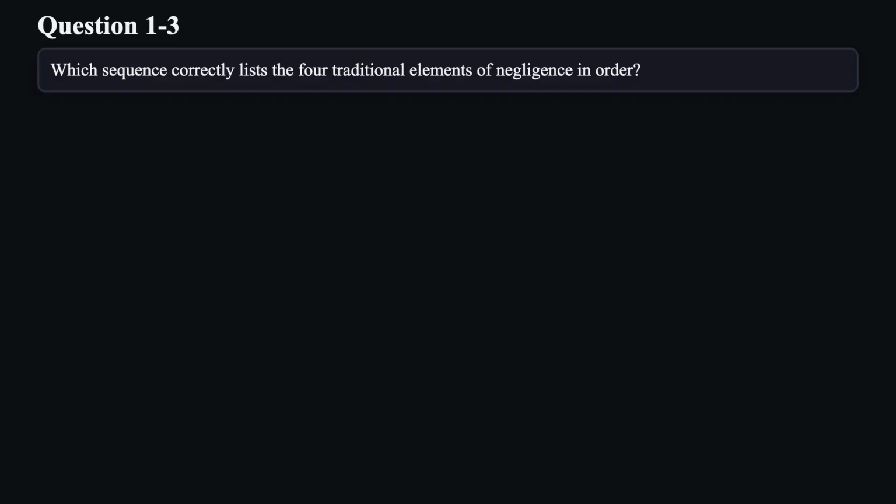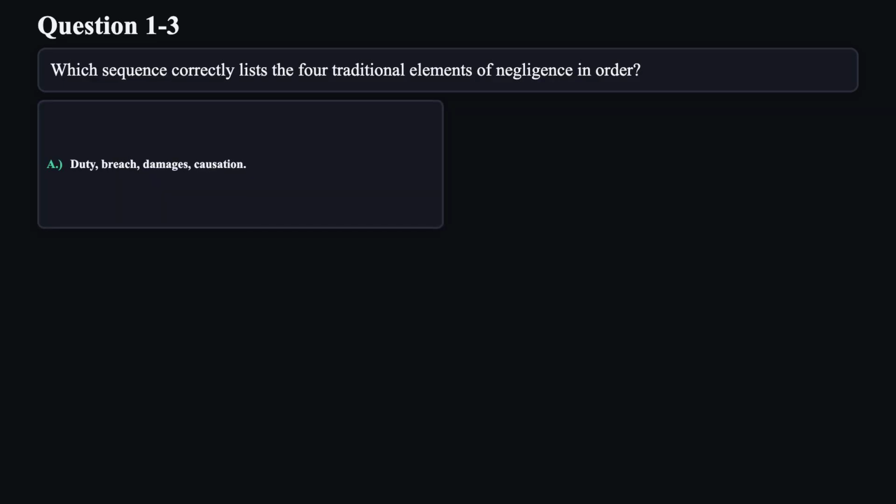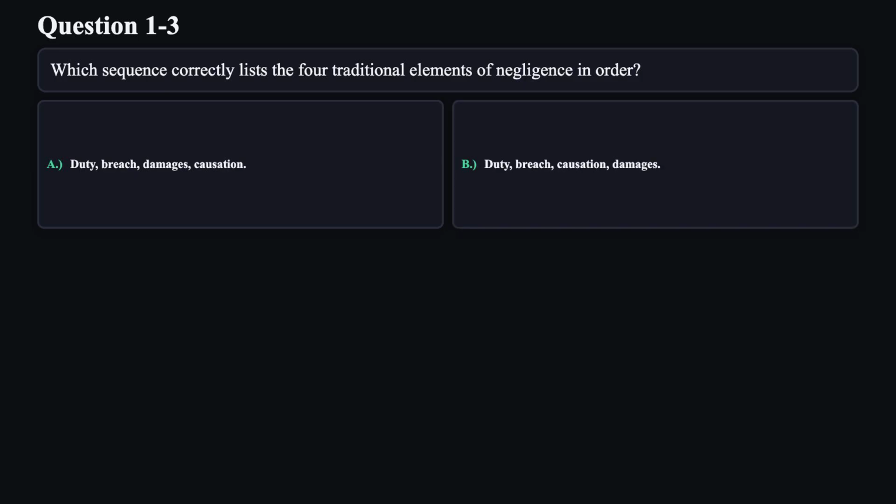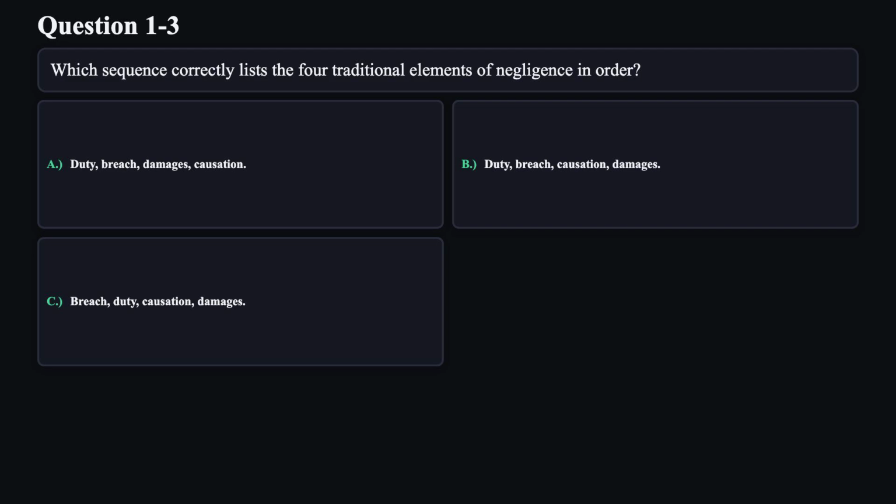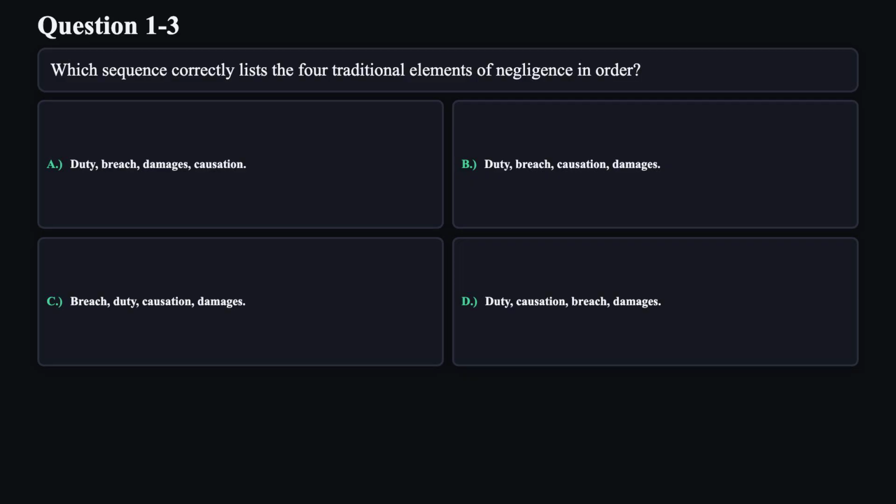Question 3. Which sequence correctly lists the 4 traditional elements of negligence in order? A. Duty, breach, damages, causation. B. Duty, breach, causation, damages. C. Breach, duty, causation, damages. D. Duty, causation, breach, damages.